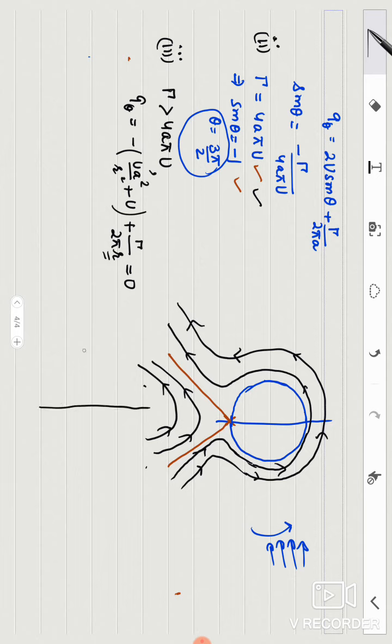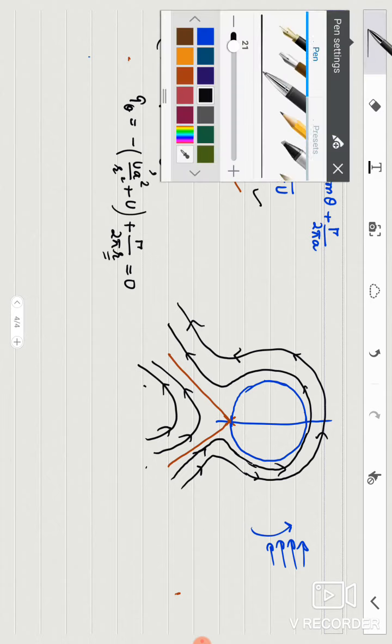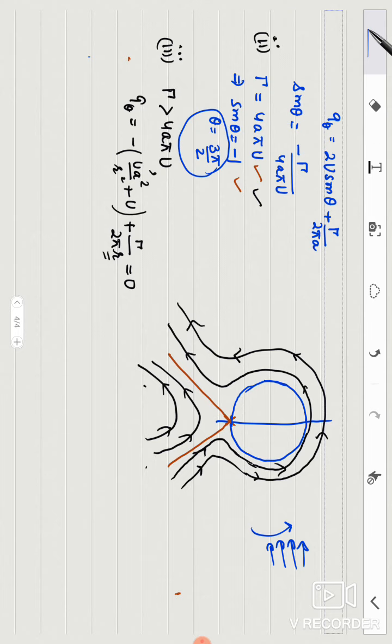Further, you can draw this point like this. Suppose this is my cylinder. No, it will need more space. Just a minute. I'll draw it.